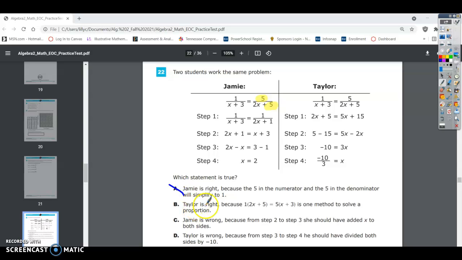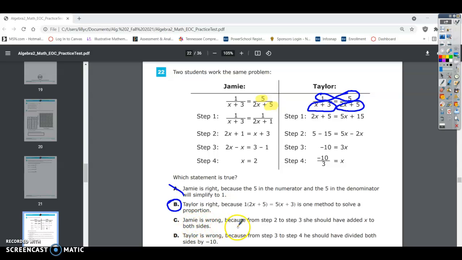B part says Taylor is right because 1 times 2x plus 5 equals 5 times x plus 3. So they're saying this: 1 times 2x plus 5 equals 5 times x plus 3. That's extremes over means, or cross multiplication, and that is one method to solve. So that is correct. So that's probably your correct answer. Go ahead and check the others.